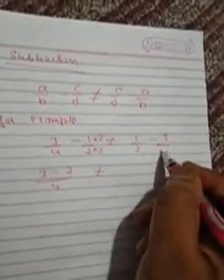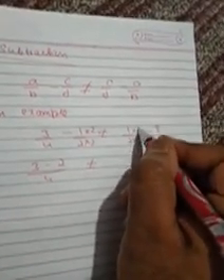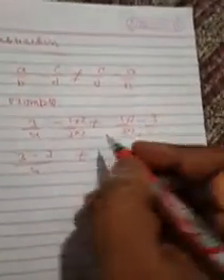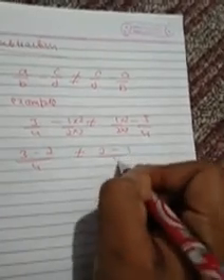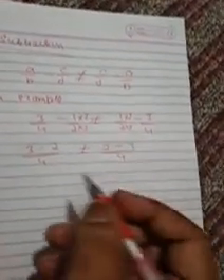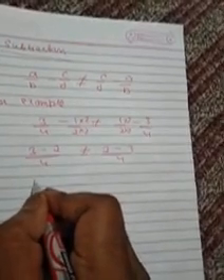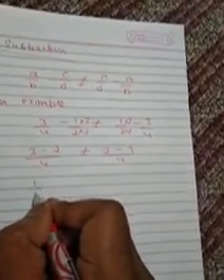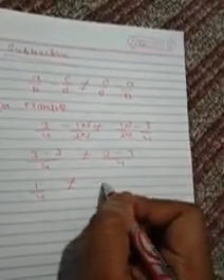Same here, LCM of 2 and 4 is 4. So multiply by 2 on numerator and denominator both. It will become 2 minus 3 upon 4. Now 3 minus 2, it will become 1 upon 4, and this will become minus 1 upon 4.